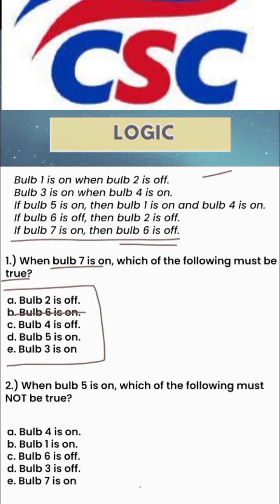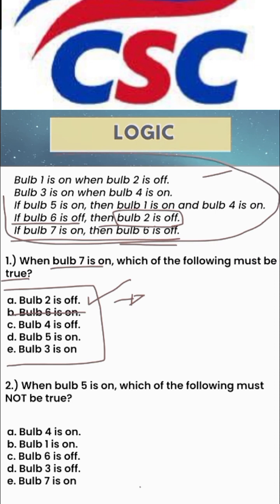Okay. Next, if bulb 6 is off, then bulb 2 is off. Okay. So dito, hanapin natin yung bulb 2 is off kung mayroon. So dito sa choices natin, makikita natin na letter A, bulb 2 is off. Therefore, ito po yung tama. Kasi ito yung nasa given. Okay. Ganun lang po yung technique. Dumirekta po agad kayo doon sa tanong at tignan nyo po agad yung given.